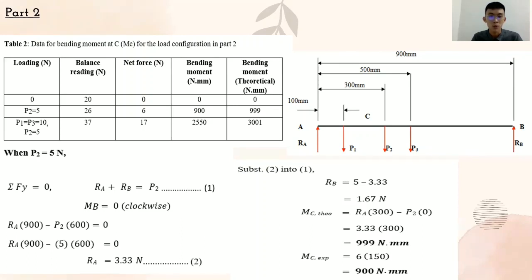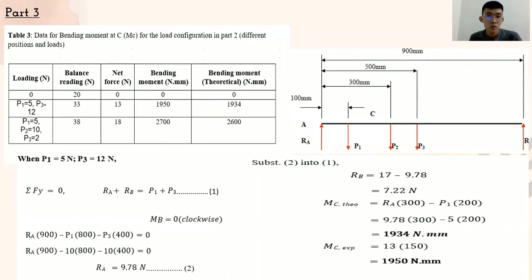To calculate the experimental value, from the table we can see P2 is equal to 5 Newton and the balance reading will be 26. Then the initial value for the balance reading is 20 Newton. So we subtract these two values and we get the net force of 6 Newton. Then 6 Newton times 150 millimeter gives the value of 900 Newton millimeter.